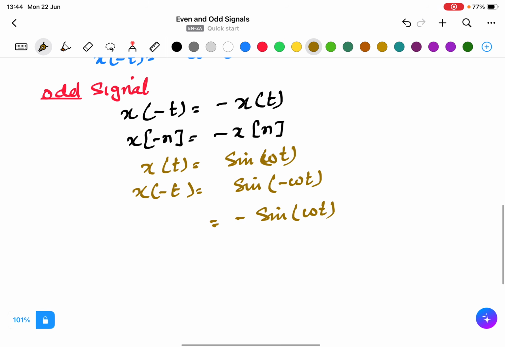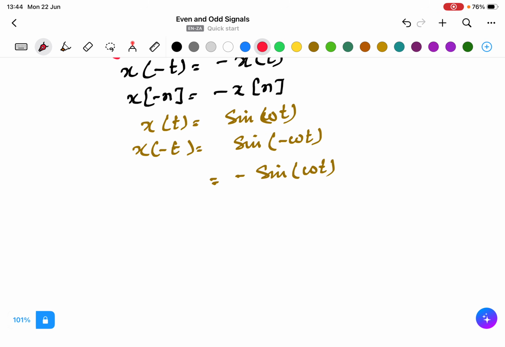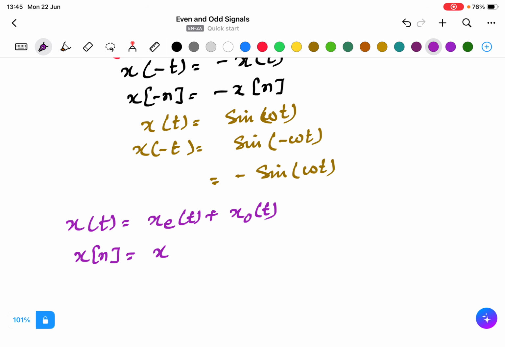Now if x of t or x of n is given to us and we need to find its even and odd part, every signal can be said to be composed of an even and an odd part. So x of t is equal to x even plus x odd, or in discrete time domain the same thing is applicable.